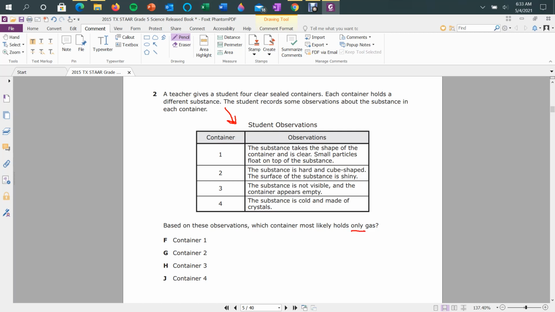Only gas. No knots, no doesn't, nothing like that. So we know we're talking about a gas. So therefore we need to know what a gas is. A gas, if you remember the definition of a gas, and this is what we have to know, that's what it's testing. If you know the definition of the gas, it has no definite shape, right?